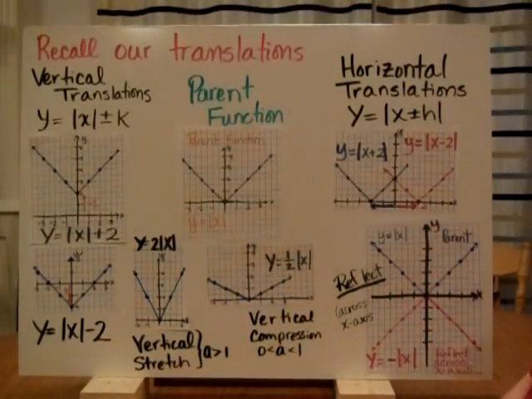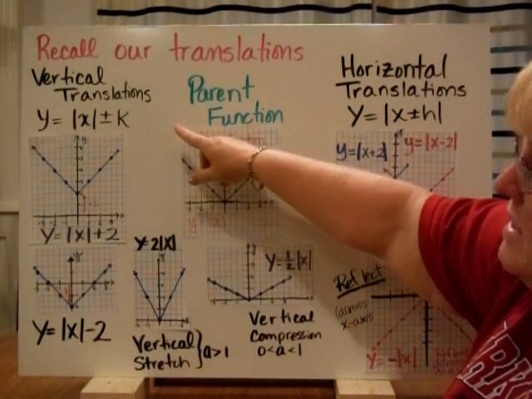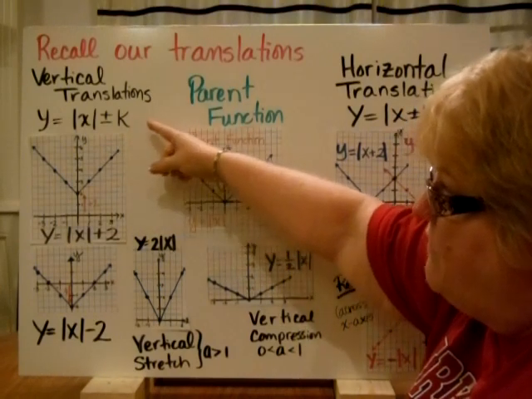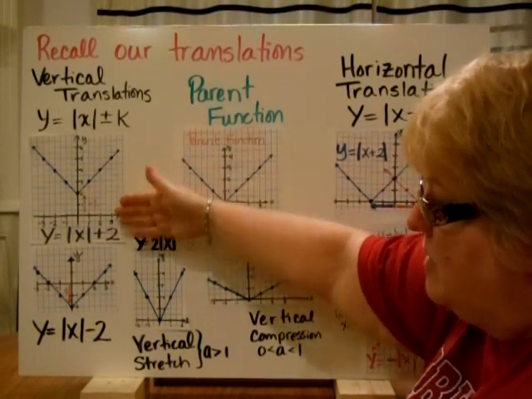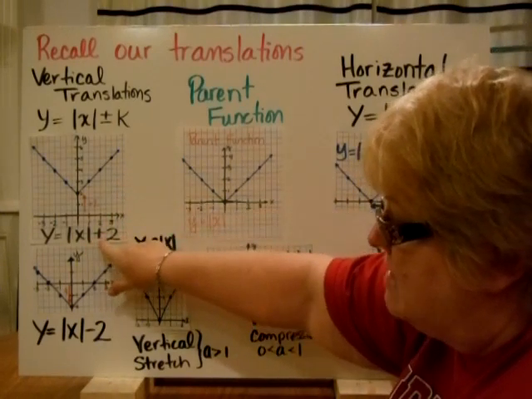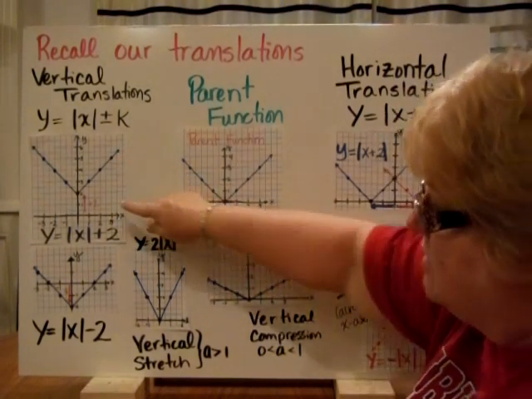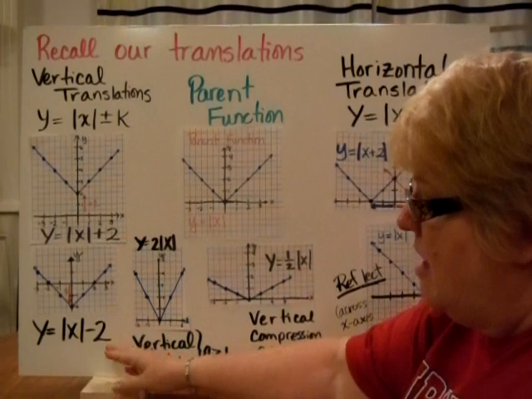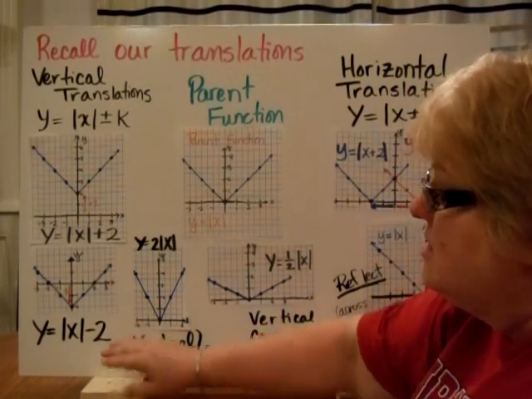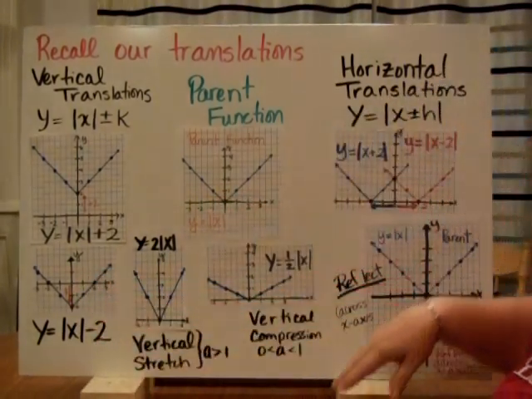So if you find the slope of this side, that's equal to your A. Okay, recall your translations that we did on a previous slide. Vertical translations, remember, are your function plus or minus K, and they move your graph up or down. So on this one we have y equals the absolute value of x plus 2, so our graph is our parent function just moved up 2 places. On this one we have y equals the absolute value of x minus 2, so it's our parent function just moved down 2 places.